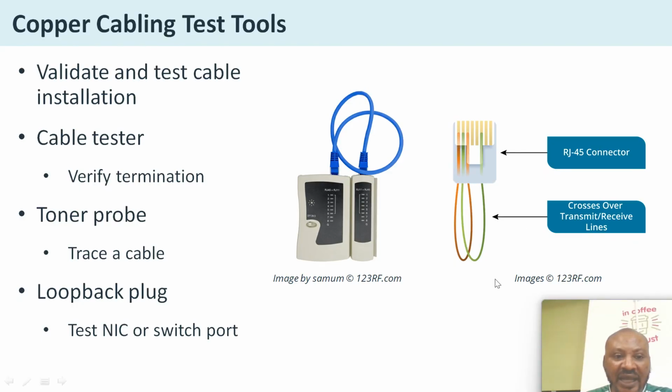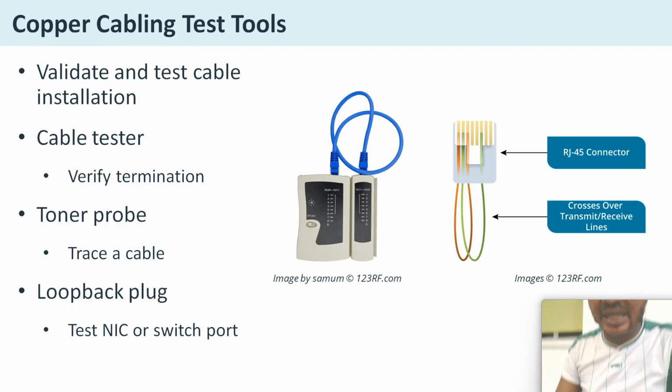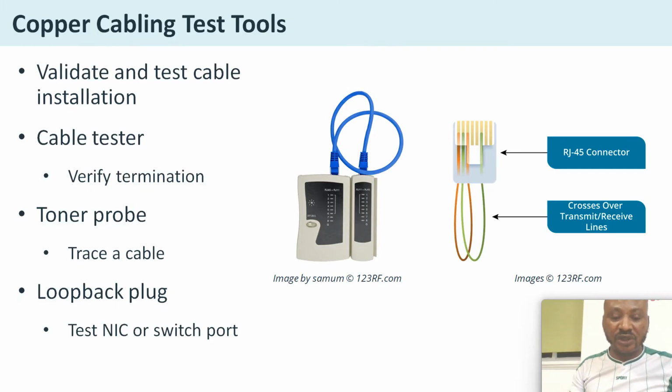So then what about toner probe? Toner probe is just a trace cable. If you have a long network, where the distance to the switch is very long, you're trying to find which cable goes to the switch. You can use your tracing cable, a toner probe, to trace the cable, so I can know this cable is connected to this port, and so on.